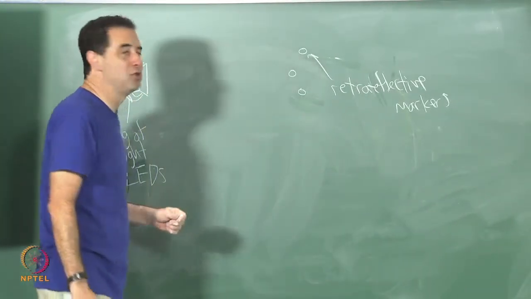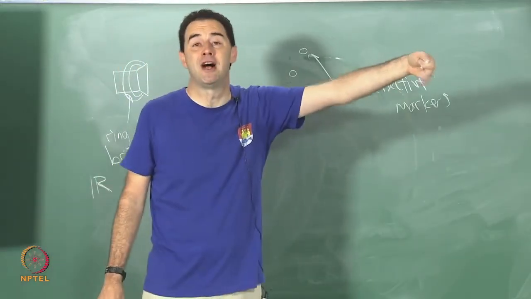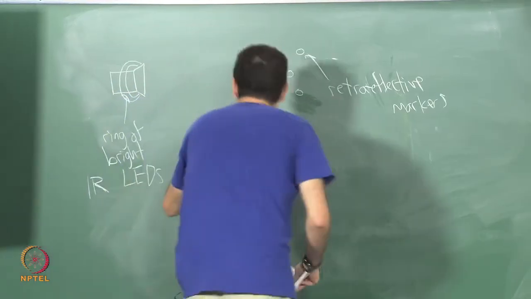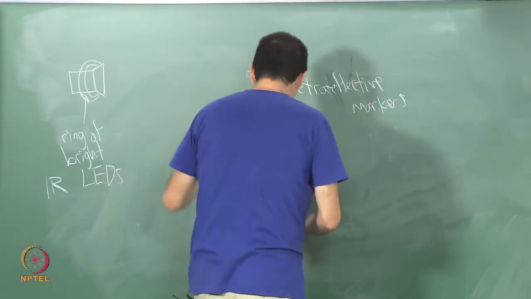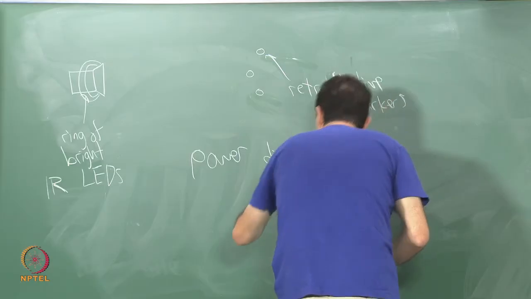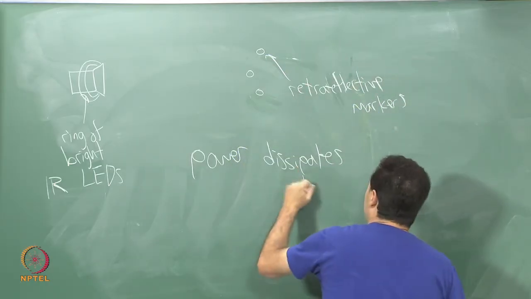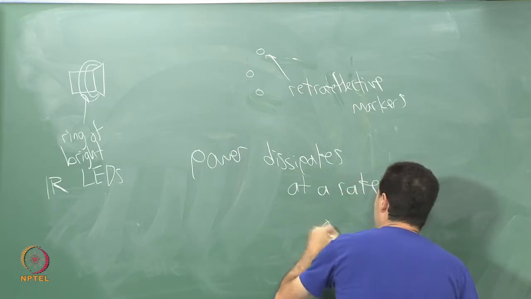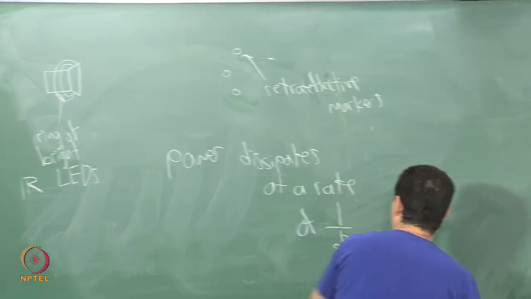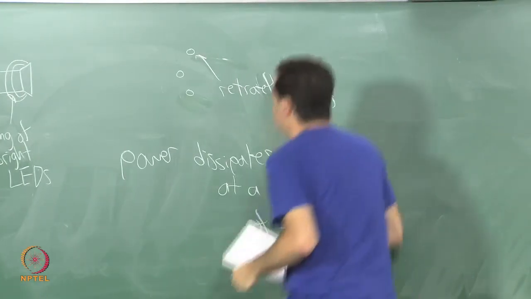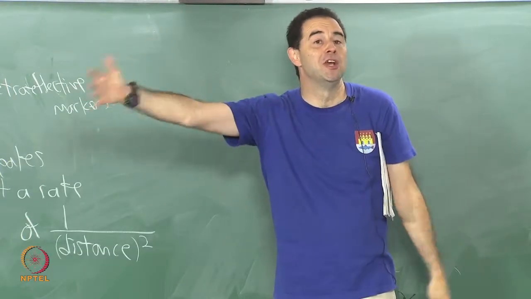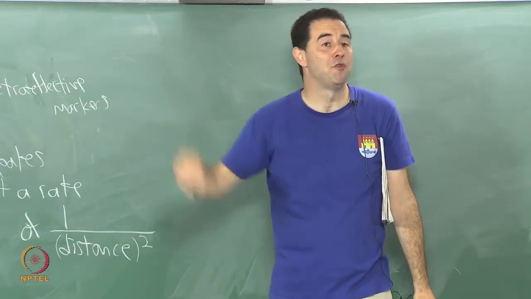One of the things you have to pay attention to, though, is if you'd like to extend the range of these sensors as much as possible, then remember that the power of your light dissipates at a rate of 1 over d squared, 1 over distance squared, right? So just usual power dissipation of a propagating wave in 3 dimensions. The amount of energy or power dissipation is 1 over the distance squared.